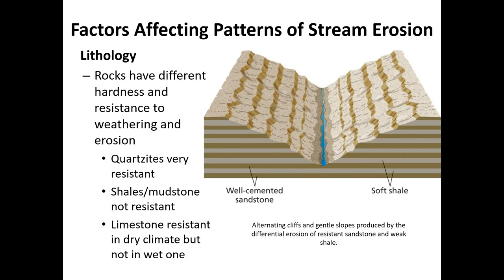So this particular cross-section shows harder rock in the darker bands and softer shale in the lighter bands. And where you have harder rock, you have more sharp cliffs because of very little erosion. And where you have softer rock, you have more of a gentle slope.